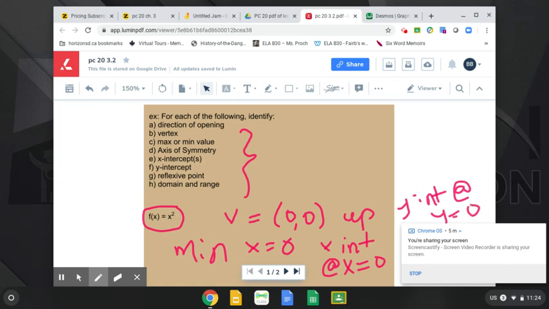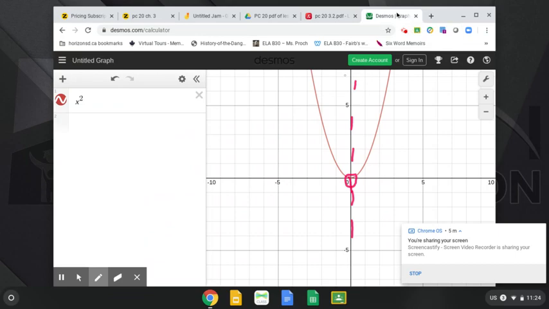Forgive me, I'm using my finger on a touch screen. It's not that great. You don't need to worry about reflective points. We don't really touch on those at all ever again. But we do touch on domain and range, so I do need you to know how to do that. Domain here would simply be, does anybody remember what it is for a parabola? Domain is x such that x is an element of all real numbers.